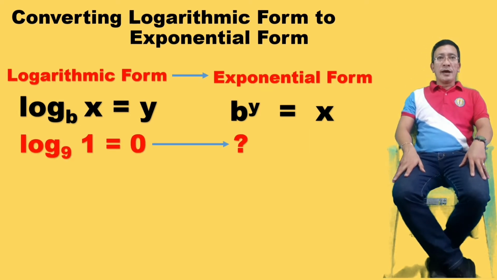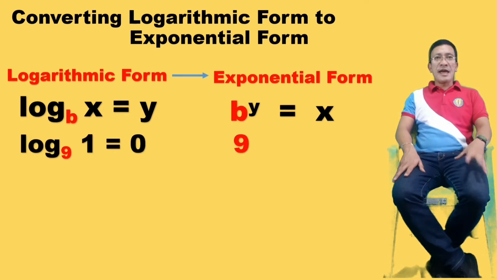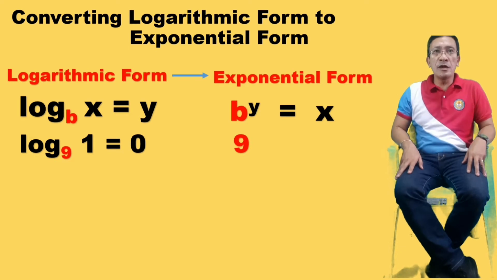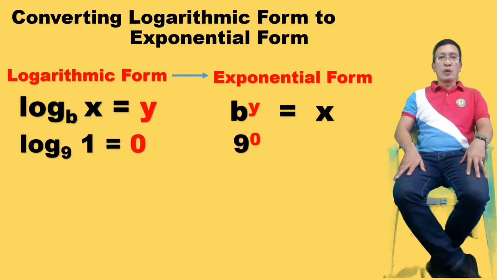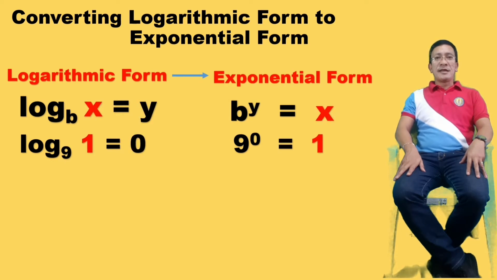Example number 1, convert into exponential form log of 1 with base 9 equals 0. To convert to its exponential form, the base 9 or the subscript in the logarithm will become the base in exponential form, and the value of the logarithm 0 will become the exponent in exponential form, and the basis of computation 1 will become the value or the power in exponential form.